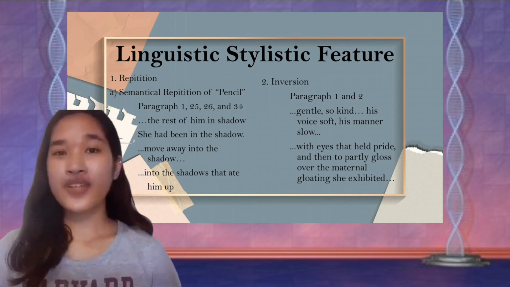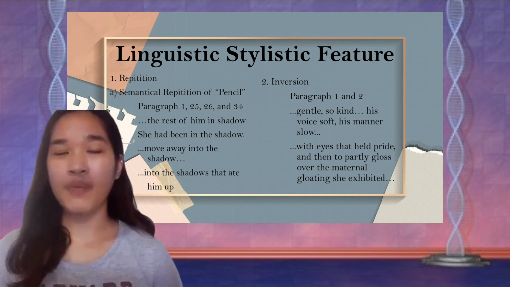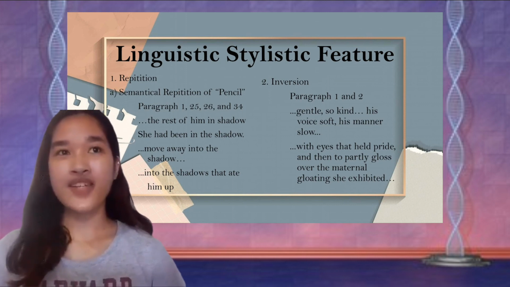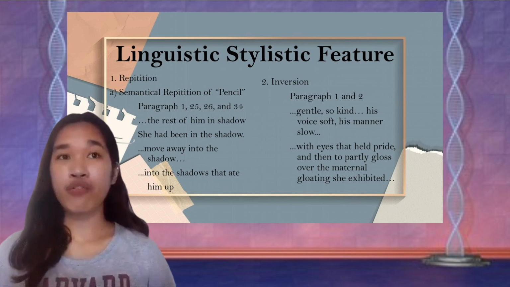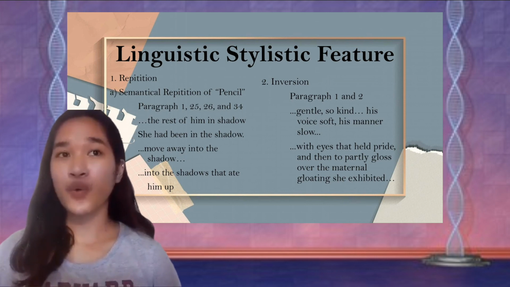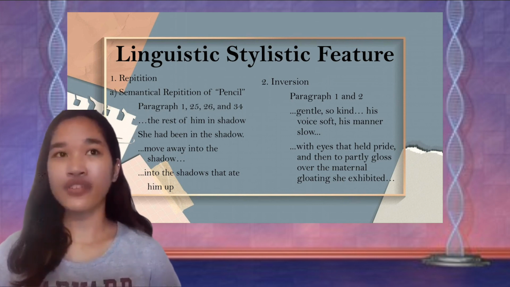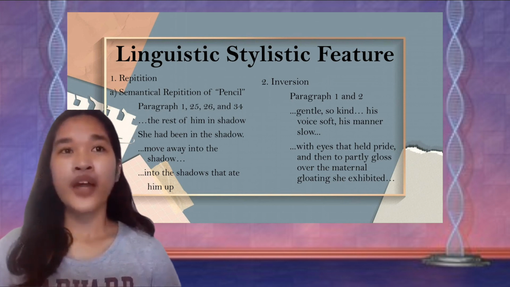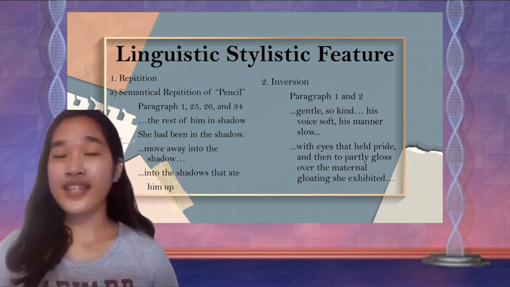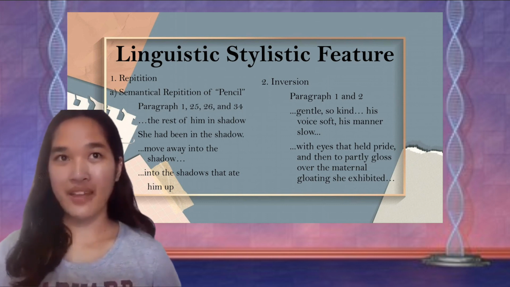The second linguistic stylistic feature is the inversion of paragraph 1 and paragraph 2, with the passages, "There was nothing to fear, for the man was so gentle, so kind, his voice soft, his manners low. Their mother saw them with eyes that held pride, and then to partly gloss over the maternal gloating she exhibited."